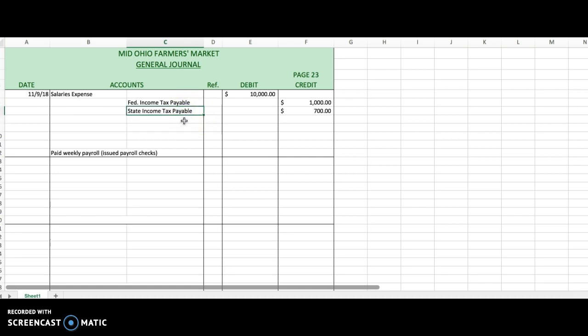Again, it's a liability. We owe it. It increases. We keep it on behalf of the employees, and eventually we pay it to the state, in our case, to the state of Ohio.